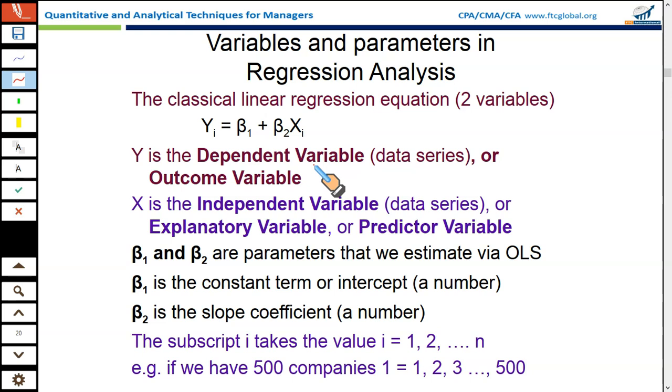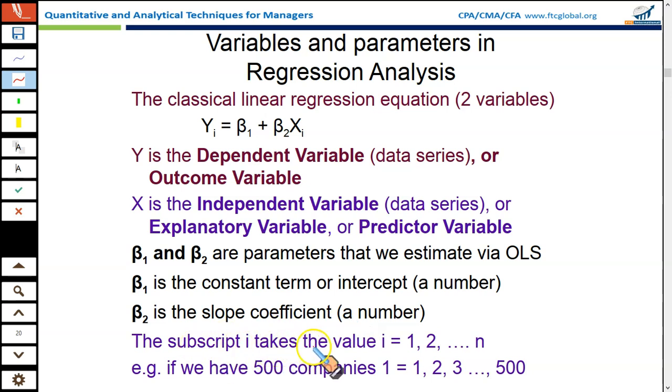And in our model, y depends upon x. Then we have x, the independent variable, also referred to as explanatory or predictor variable, because this is the variable we believe has influence on y, or this is the variable that describes y. It's an independent variable and this is the dependent variable. Then these two coefficients we see here, beta 1 and beta 2, are parameters that we will estimate by OLS. Beta 1 is the constant term or intercept, and beta 2 is the slope coefficient, the gradient of the regression line.